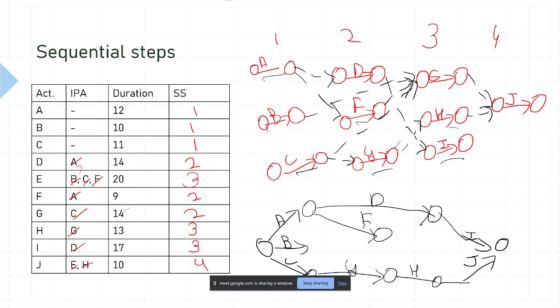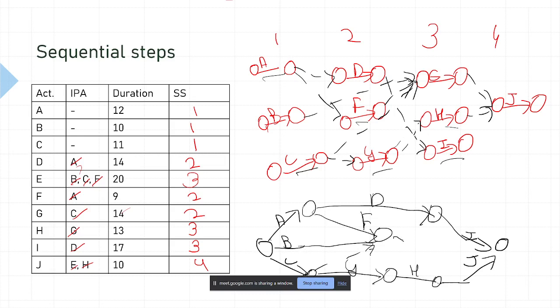Now, what about E? Where should E come? E depends on B, C. So what you do is extend the B to the arrow where F ends. And similarly from C ends, you can connect that to that same arrow. Now from this I project E.